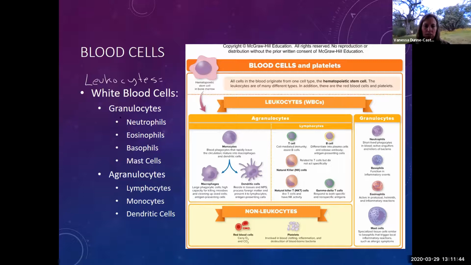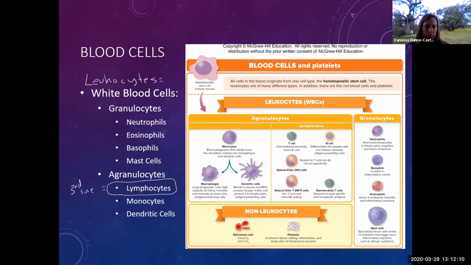You could also differentiate these based on their involvement in the innate immune system, which actually all of these granulocytes listed are involved in the innate immune response. And agranulocytes are involved in both the second and the third lines of defense. In fact, lymphocytes are exclusively involved in the third line.